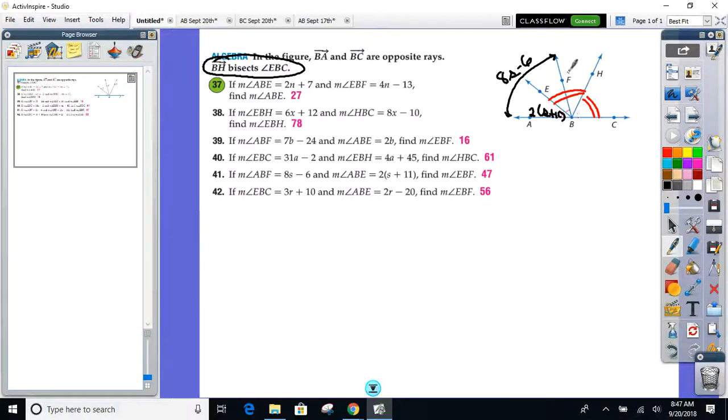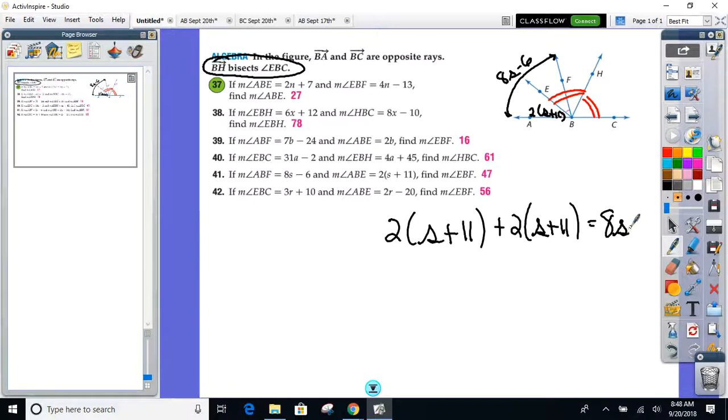Find EBF. Okay, what did I know from the markings from the very beginning? Congruent. So if that angle they gave me was 2 times s plus 11, and this might have freaked people out, what's the other angle? 2 times s plus 11, because they marked that they were congruent. And I was told that the whole angle, when I add those two together, equals 8s minus 6. I don't know if this algebra freaked anybody out, but just distribute: 2s plus 22 plus 2s plus 22 equals 8s minus 6. I'm going to solve for s. It asked me for EBF, so I'm going to plug it into 2 times s plus 11 and solve. We okay?